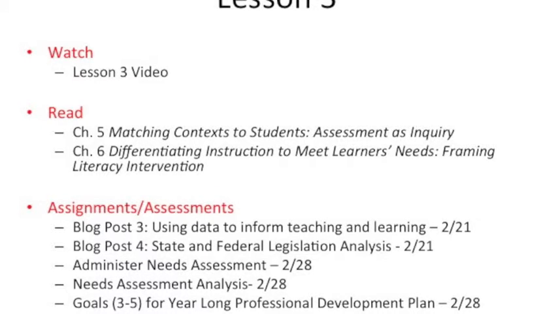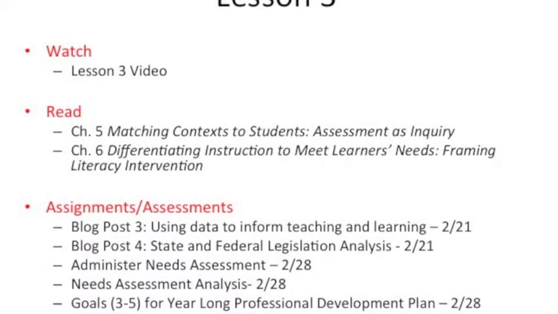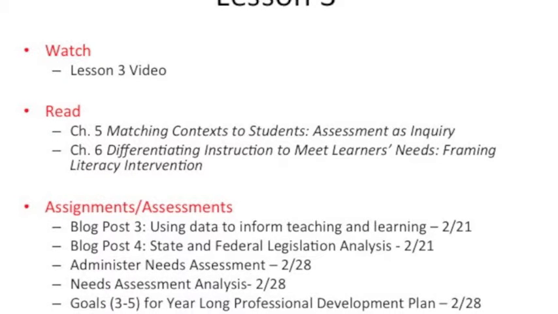So blog post 3 is all about using data to inform teaching and learning, and how should we use the data that we get from assessments about our students to improve teaching and learning? How should we share that information with parents? How should teachers be using it? And what does this whole process look like when it's done well?